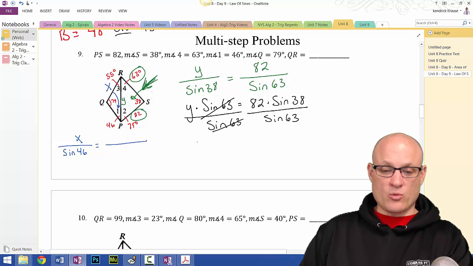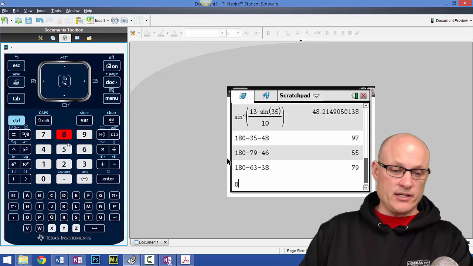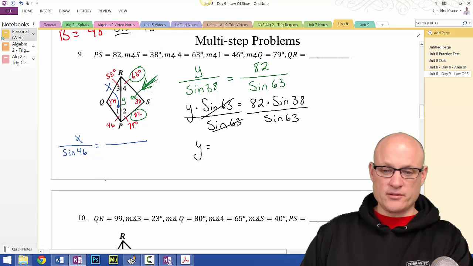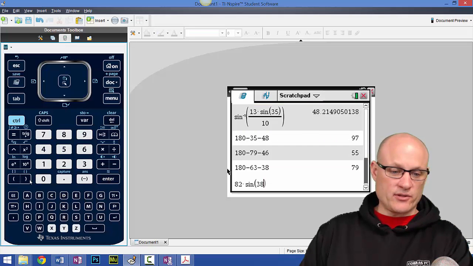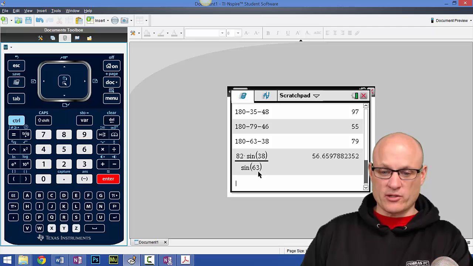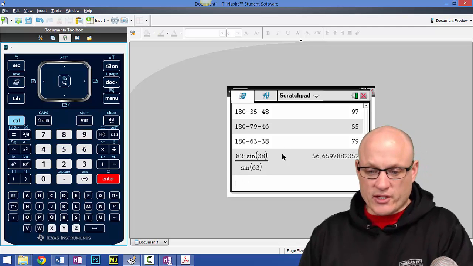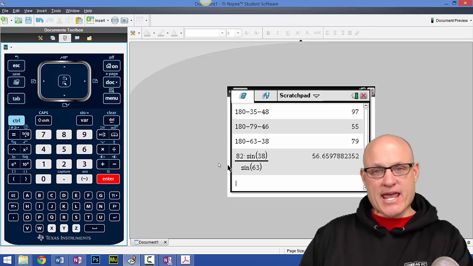And I get y equals 82 times the sine of 38, divided by the sine of 63. Now you'll notice it's going to make it a nice fraction. This is exactly what it looked like on my screen. So 56 point, I cannot round now. This is not my final answer. I need this full answer here.